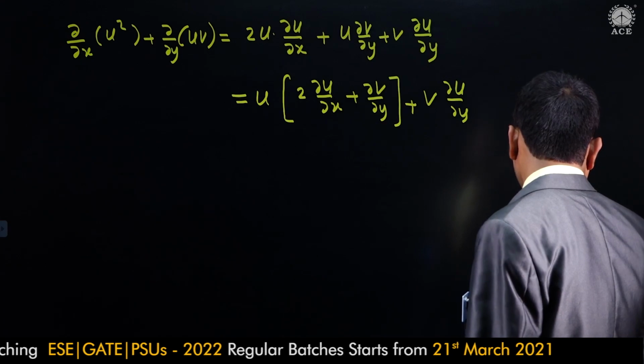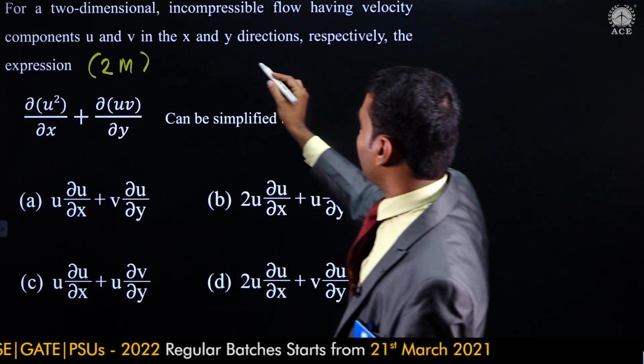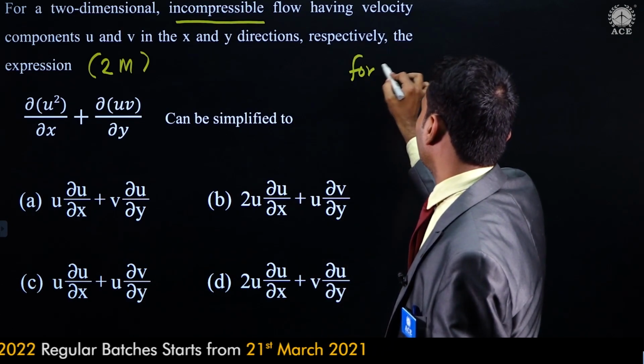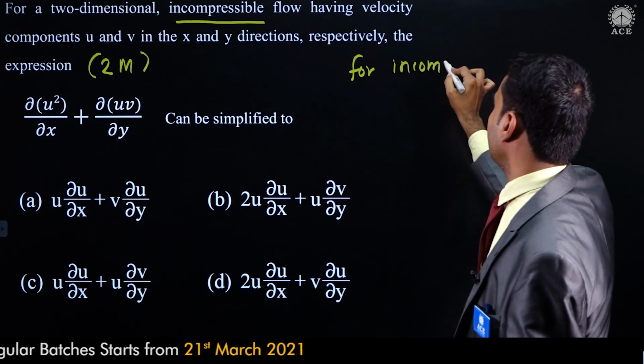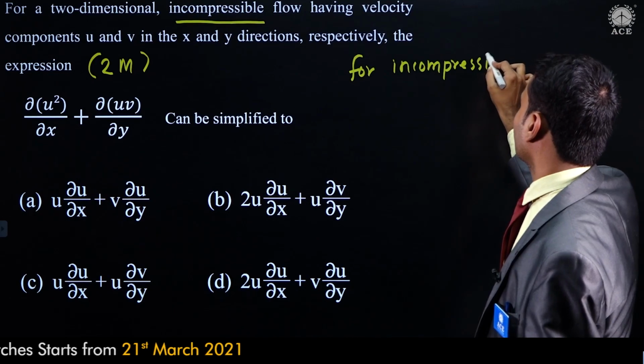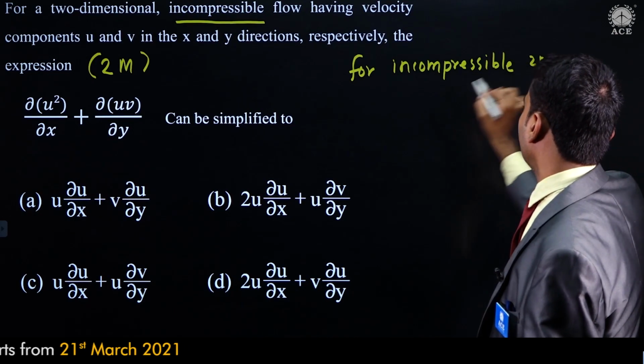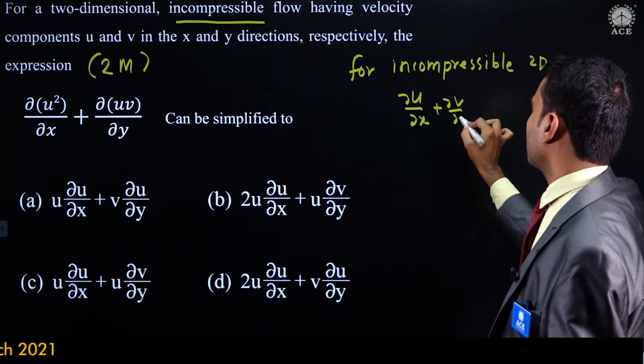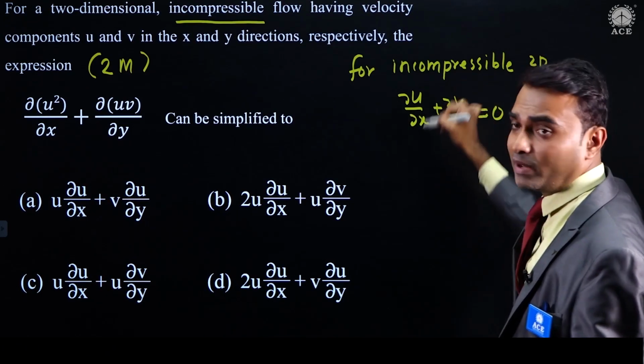The given flow is incompressible flow. So for incompressible flow, what is the condition? For incompressible 2D flow, ∂u/∂x plus ∂v/∂y must be equal to 0. So we have to make use of this condition.